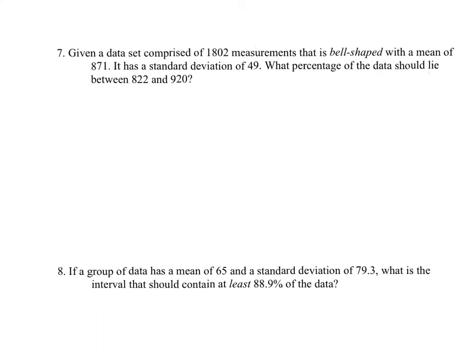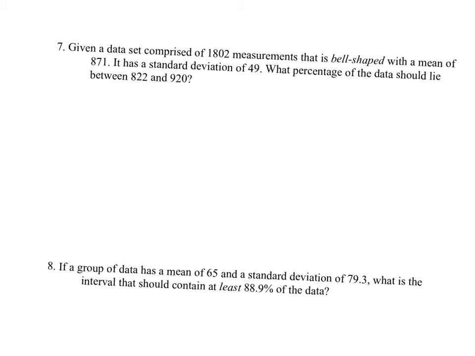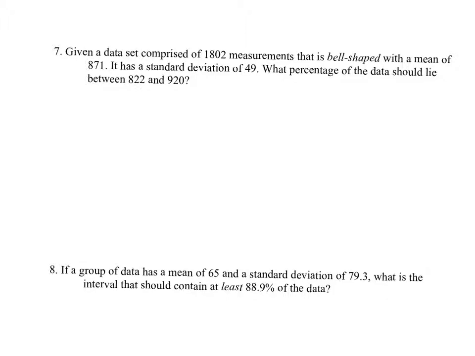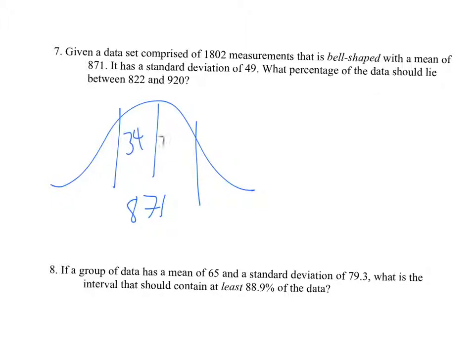So here's our next page. Don't know why this kind of copied weird, but such is life. Big white space up there. Alright, we've seen this problem before. It says the data is bell-shaped with a mean of 871. You go one standard deviation away, you have 34% on each side. 2 standard deviations away, you get 95% total. Right, so this becomes 95% total.